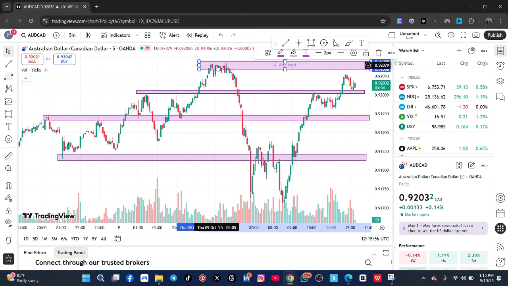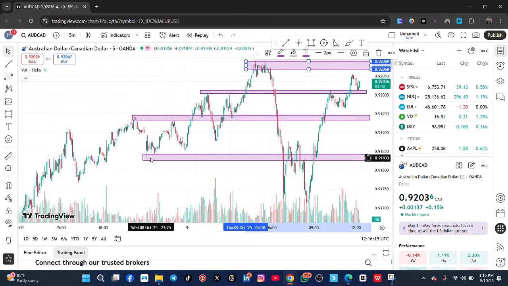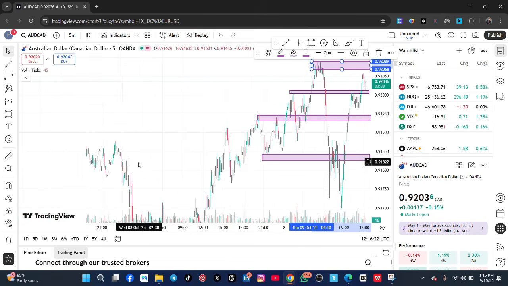Now let me explain. In cases where you have multiple resistances and multiple supports, the first support is always here, and then the next one here is my resistance. So if I'm supposed to interpret further, this one here becomes my resistance, and the one above will become the support, and the one above that will become the resistance, just like that. So you can keep doing that.